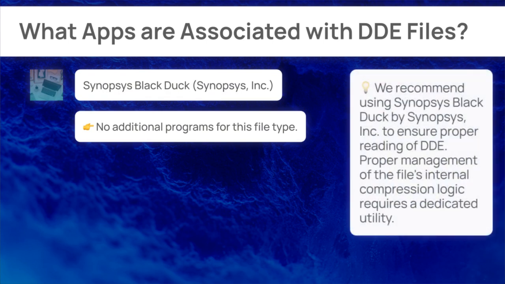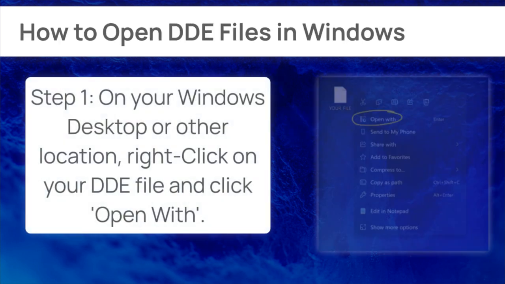Proper management of the file's internal compression logic requires a dedicated utility. Windows offers only top-level details, so proper interpretation depends on the correct application. We need to force an application assignment.